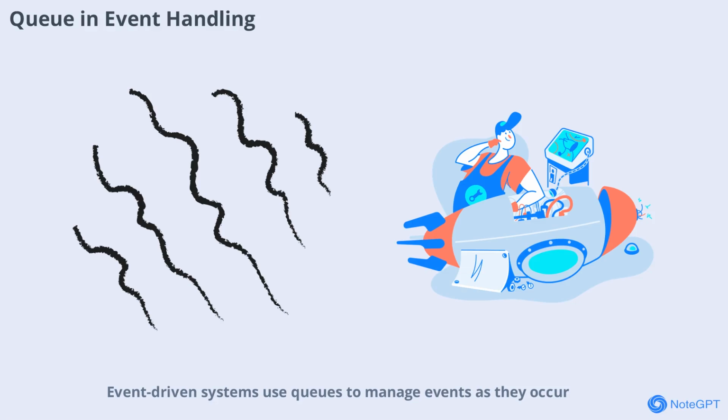Event-driven systems use queues to manage events as they occur. Each event is placed in a queue and handled in order, allowing the system to respond predictably and efficiently to user actions, sensor inputs, or other triggers.